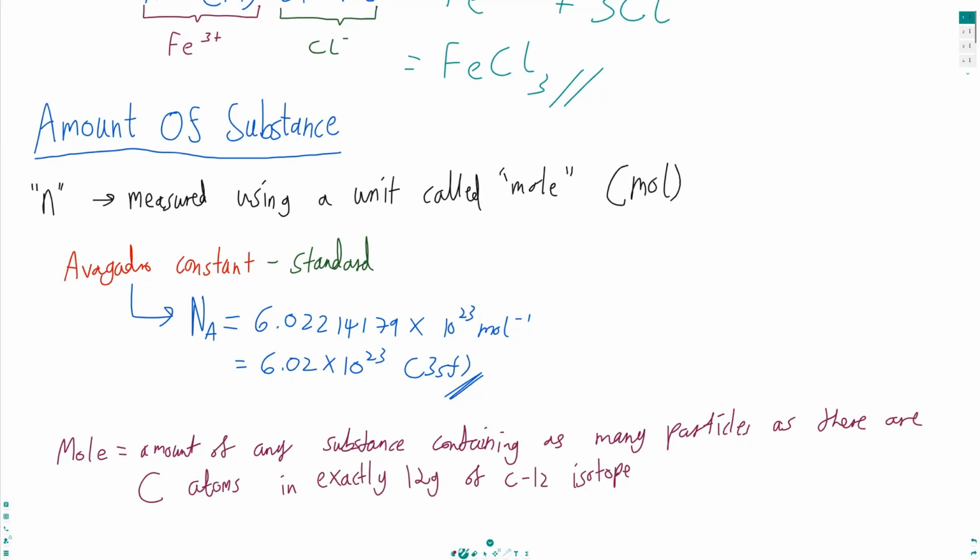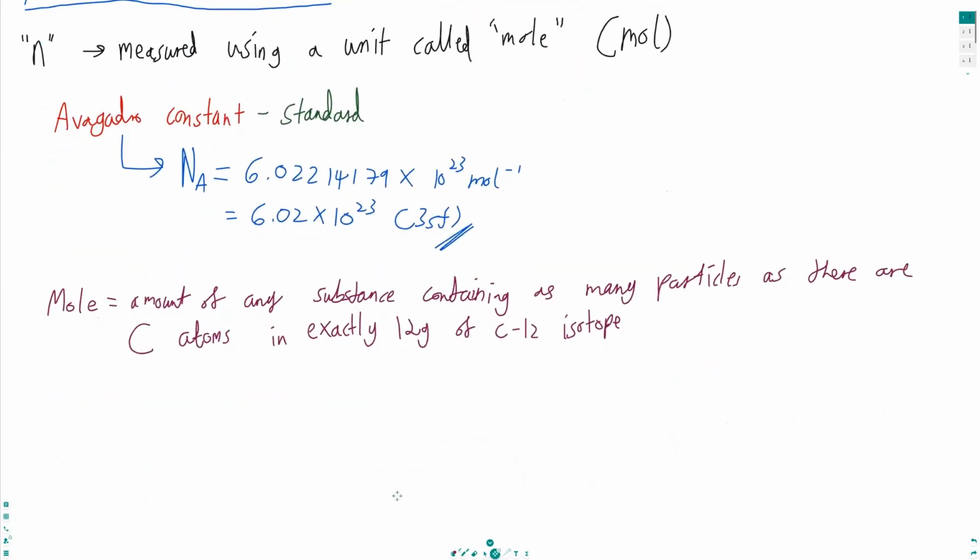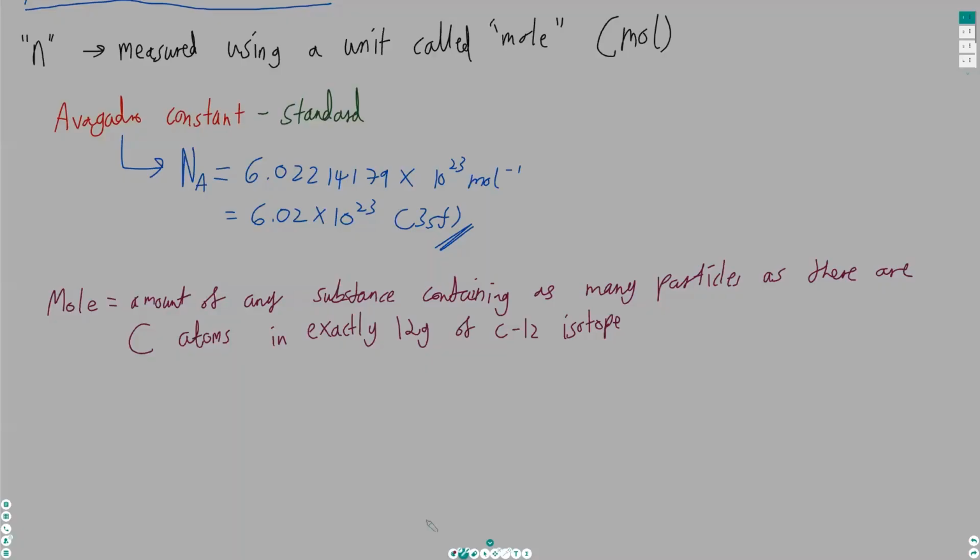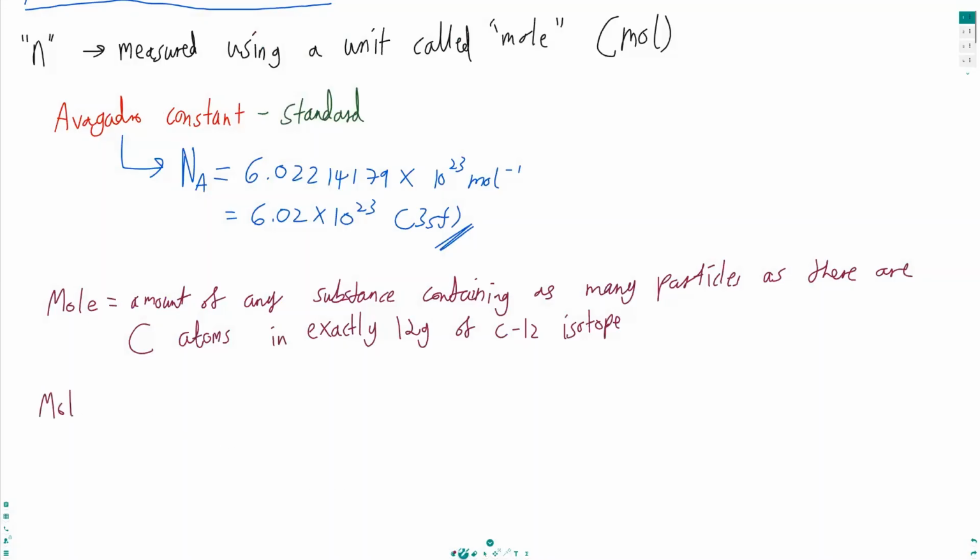And another key definition is molar mass. So this is molar mass now. And molar mass is mass per mole. It's essentially mass per mole of a substance. And the units are grams per mole, g mol to the minus 1.